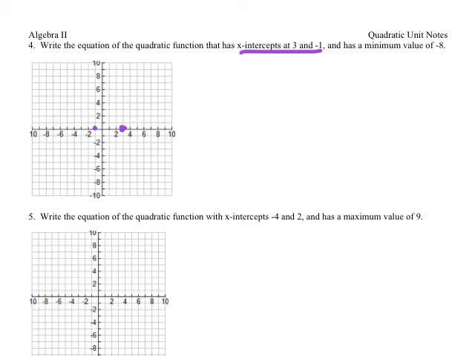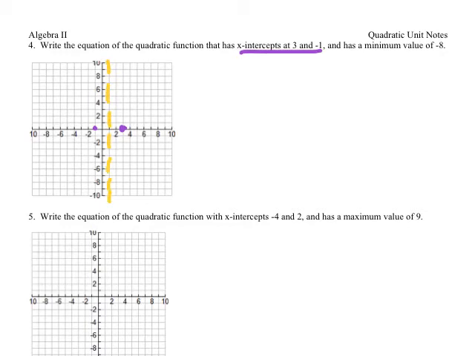Let's start by finding our axis of symmetry. So we know that our axis of symmetry has to split our parabola in half. So if I have these x-intercepts at 3 and -1, I know my axis of symmetry has to be right in between those, or right here.